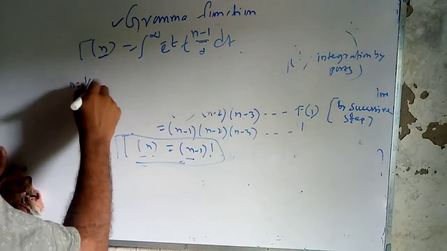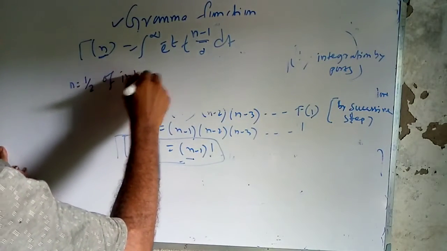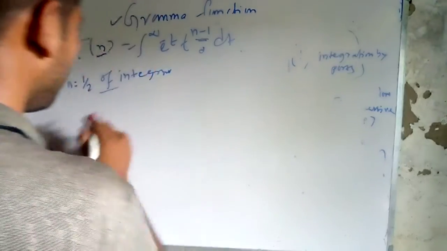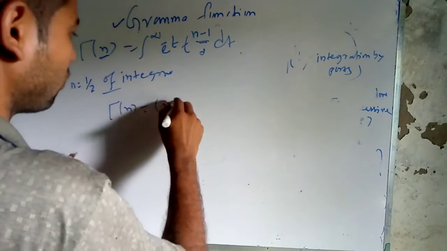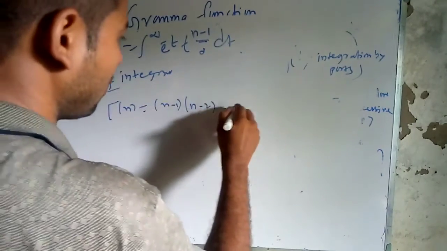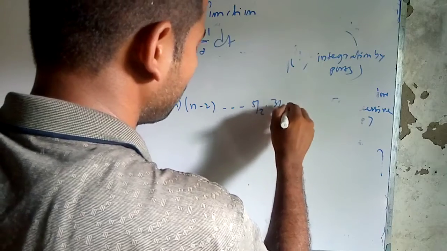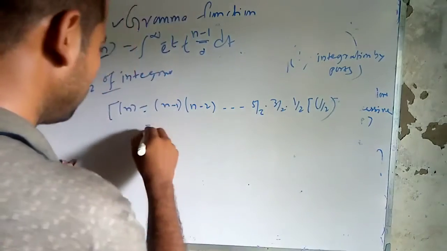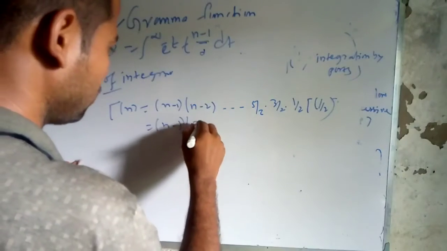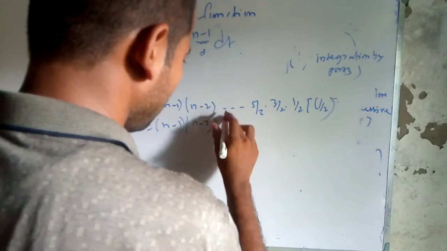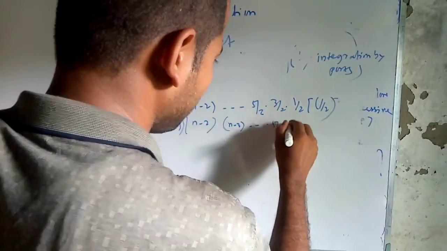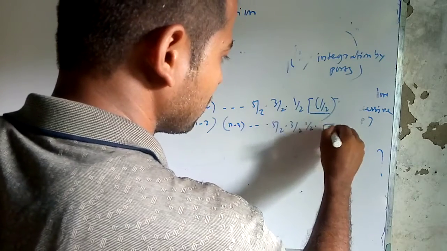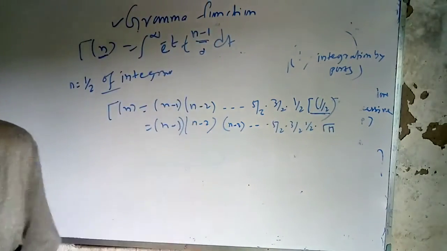If n is equal to half of an integer, then we obtain gamma function of n equal to n minus 1, n minus 2, and so on down to 5 by 2, 3 by 2, half into gamma function of half, which I calculate before, root pi.